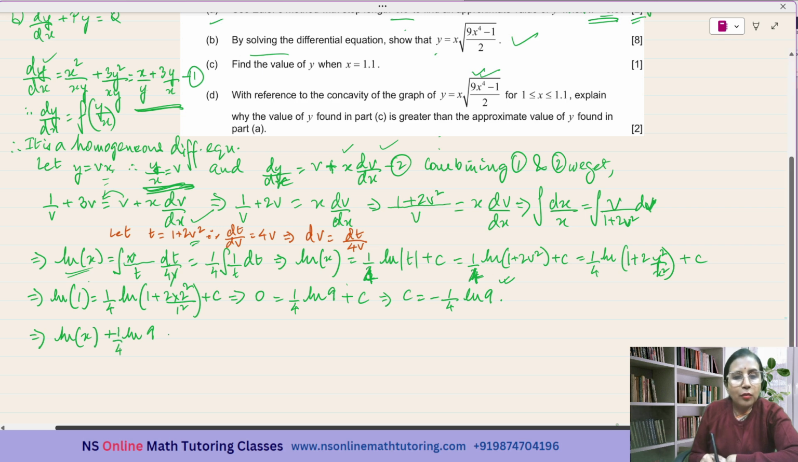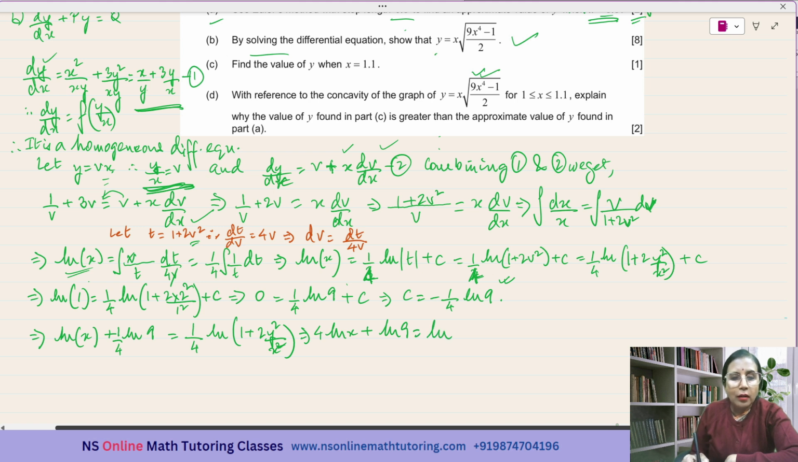So I have taken the c to that side. It should be this one: 1 over 4 ln of 1 plus 2y square over x square. And I can multiply the entire equation by 4. So this gives us 4 ln of x plus ln of 9 is equal to ln of 1 plus 2y square over x square.